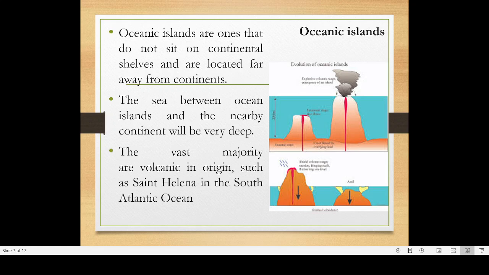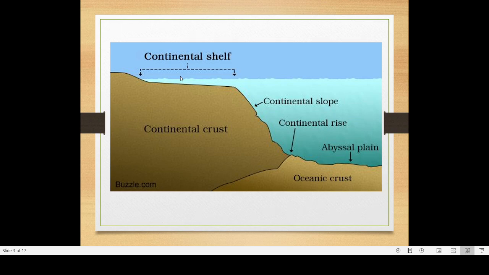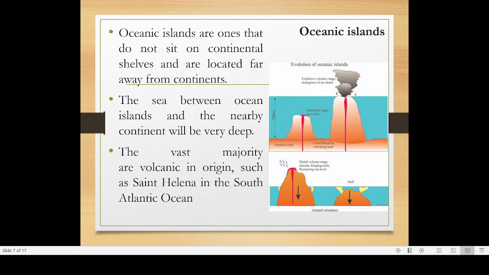Oceanic islands are islands that do not sit on the continental shelf and are located far away from the continent. Here you can see the continental shelf. A continental island is situated on the continental shelf, whereas an oceanic island is situated very far away from the seashore or the coast. That is the peculiarity of continental and oceanic islands. Oceanic islands are not present on the continental shelf and are located away from the continent.